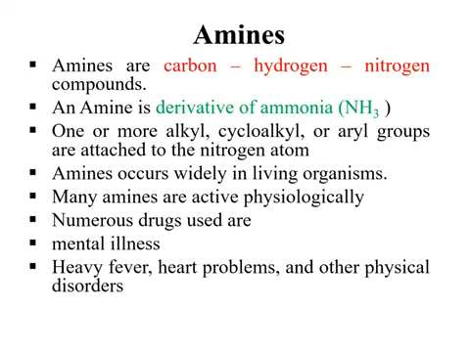Amines are compounds which have three different types of atoms. These atoms are carbon, hydrogen, and nitrogen. Amines are usually termed as derivatives of ammonia, as we know that there are three hydrogen atoms attached to a nitrogen atom in ammonia. So replacement of these three hydrogen atoms by different types of alkyl, cycloalkyl, or allyl groups gives different types of amines.